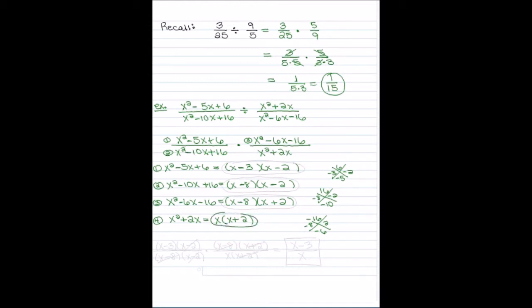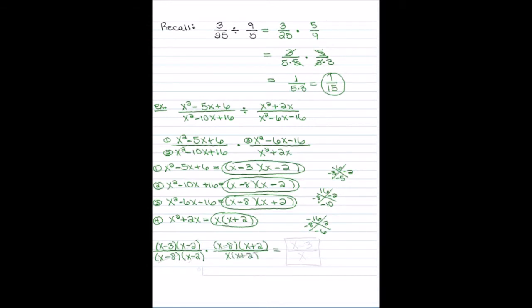So I'm going to rewrite each one of my factored polynomials, and I'm going to put them in their correct position so I can start canceling factors out. So at the top I have x minus 3, x minus 2. At the bottom I have x minus 8, x minus 2. And for the second rational expression, I have x minus 8, x plus 2, and at the bottom, x plus 2.